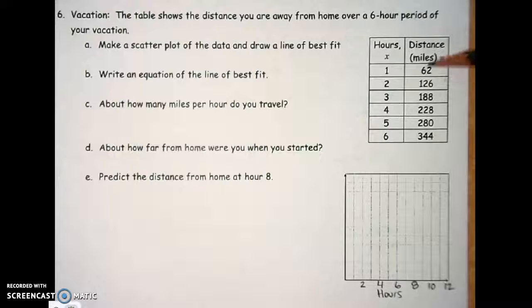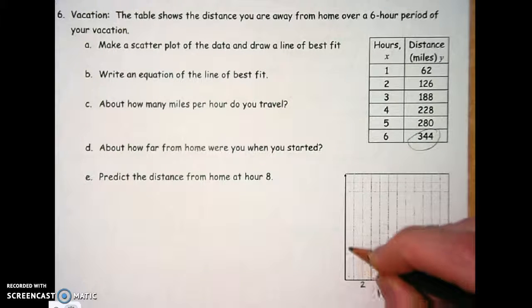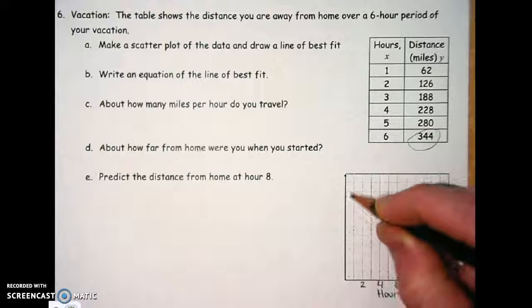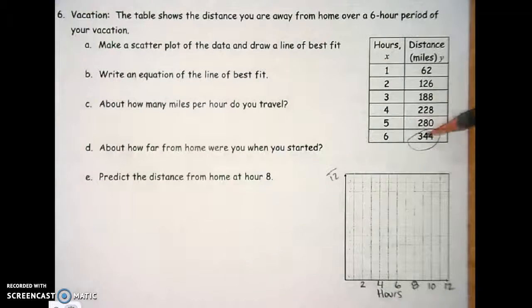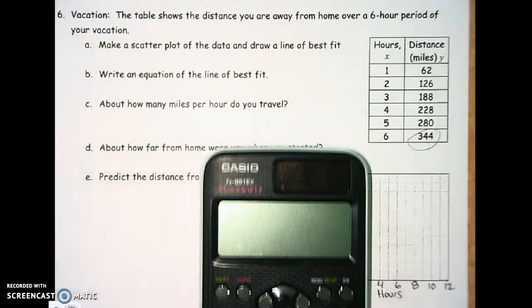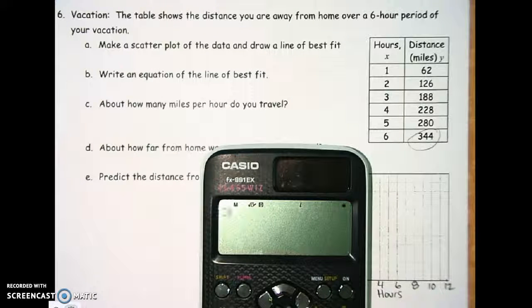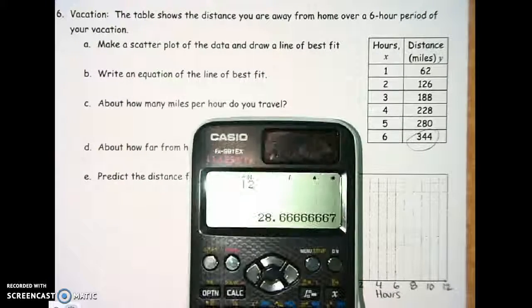For the y, I'm going to have to figure out what I'm going to go by because I've got to get up to 344. So there are 1, 2, 3, 4, 5, 6, 7, 8, 9, 10, 11, 12. There's 12 spots, and I need to divide that into my total to see what I'm going to go by. So 344 divided by 12. That's about 28.6.